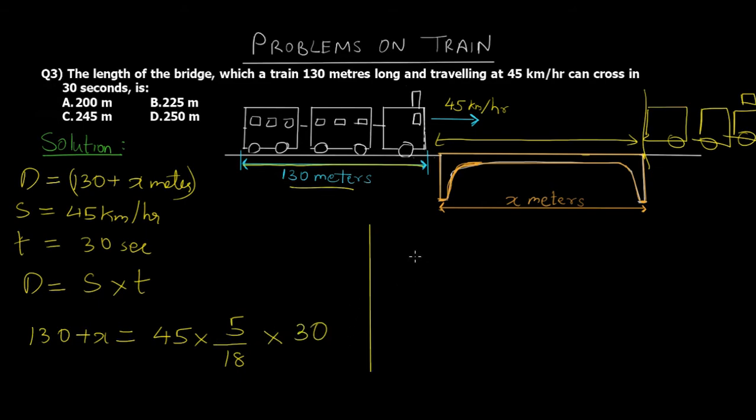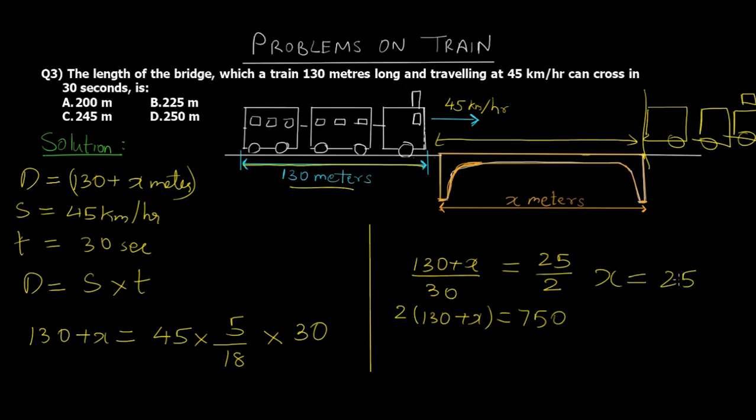So solving this, we will get 130 plus x upon 30 is equal to 25 by 2, which again gives 2 into 130 plus x is equal to 750. And ultimately solving this equation, we just need to open up these brackets, multiply the 2 by all these values, and then finally the answer is going to be x is equal to 245 meters.